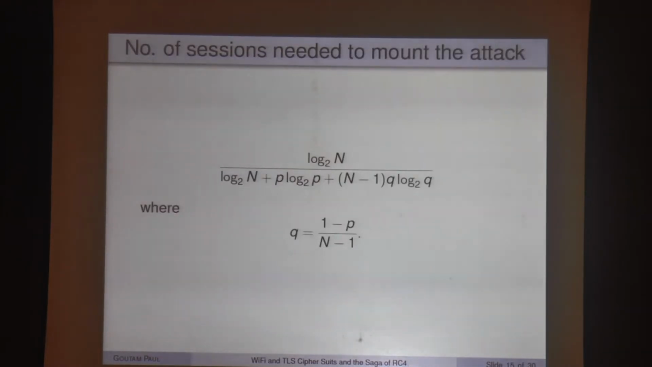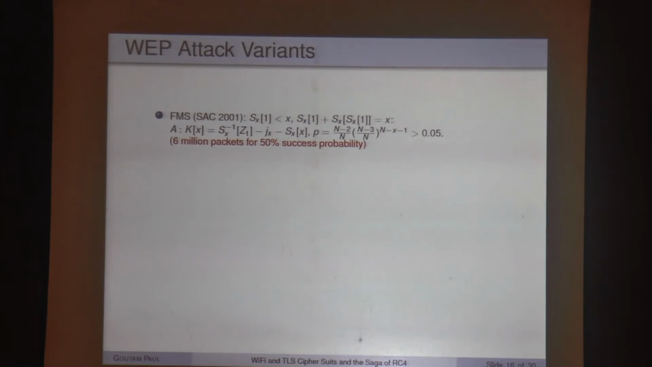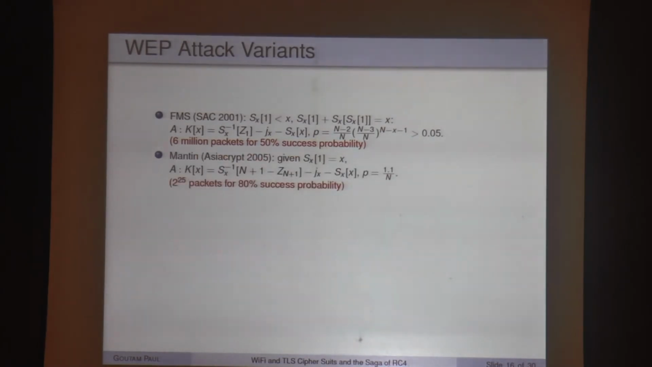Now we can summarize this. If you know this probability P, using Shannon's notion that Vijan was talking about, we can formulate the number of sessions needed to mount the attack using this formula. You can see here that the more the bias, the higher the P, the fewer the sessions, because the numerator is constant and the denominator goes up. So, the WEP attack variants: in this summary of the attacks, I have given a description of the event. There is no need to go through them in detail, you just look at the probability.